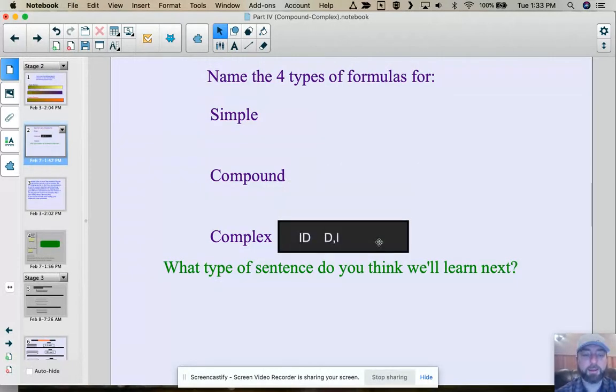Okay, and then finally the complex, which we just finished, would be ID and D, comma, I. So independent clause followed by a dependent clause, or a dependent clause which has the subordinating conjunction, comma, independent clause. So because it is cold outside, comma, I'm going to put on a winter jacket. All right, so what type of sentence do you think we'll learn next?